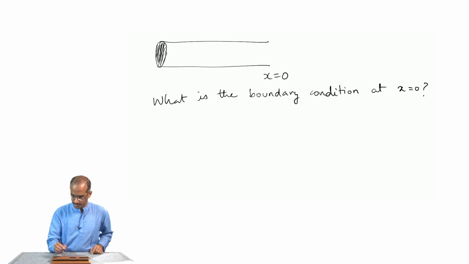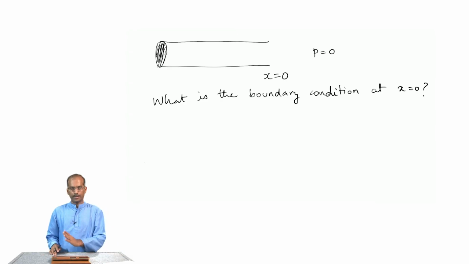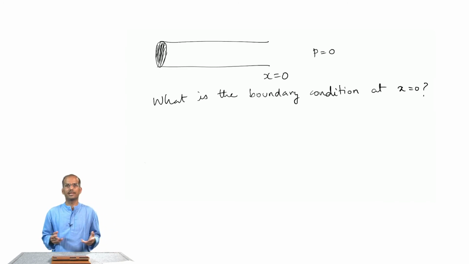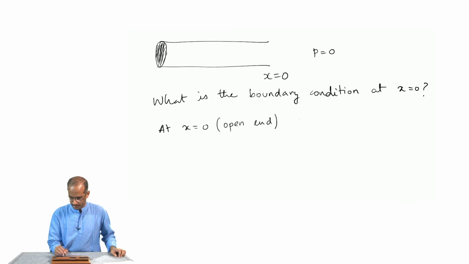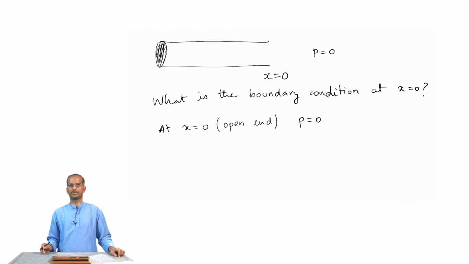So, which means that outside of this tube p is equal to 0, and inside of the tube, if you do not want physically unrealistic things happening, pressure is and should be continuous, in which case at x equal to 0, which in this case implies that at the open end of the tube the boundary condition is p equal to 0.